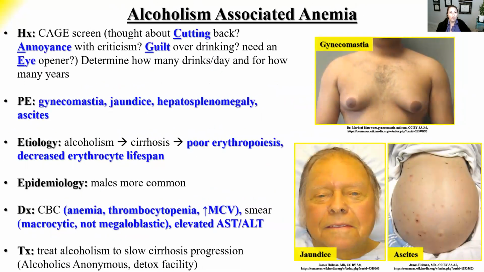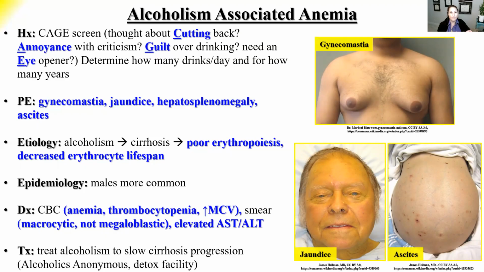Lastly, we have the alcoholism-associated anemia. This one we can gauge what their level of alcoholism is with our CAGE screening. Have you thought about cutting back? Are you annoyed when people criticize you about drinking? Do you have guilt about drinking? Do you need an eye opener, which is a beer or a shot first thing in the morning? Determine how many drinks per day and for how many years.